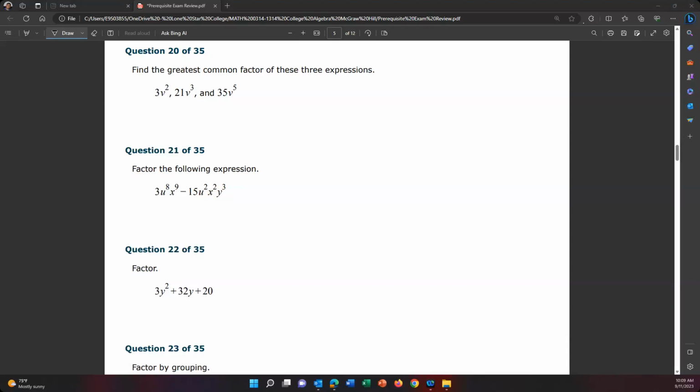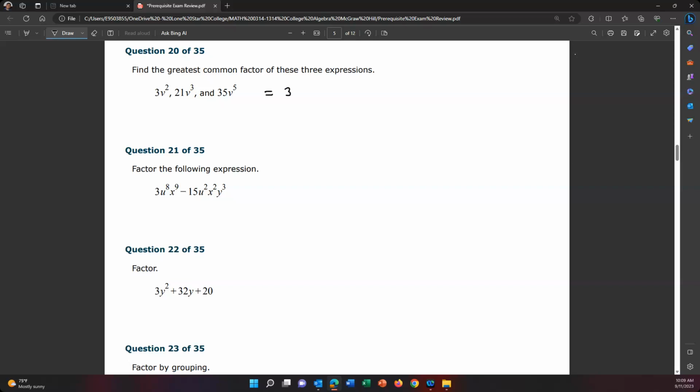Well, it seems like we've done greatest common factor when we add. Well, let's forget about that. Okay. All right. So what do we notice about these 3 numbers? 3, 21, and 35. Hopefully we notice that they're all divisible by 3. So therefore, that must be part of the greatest common factor because the numbers are divisible by 3.